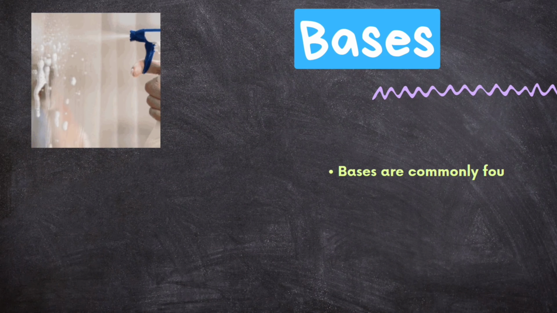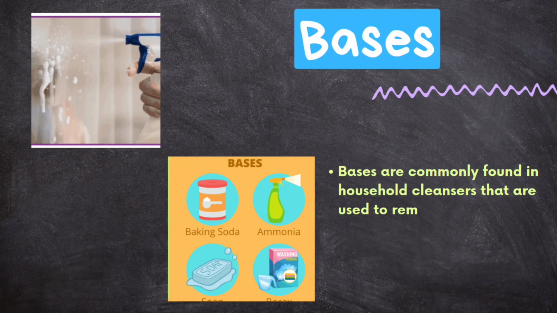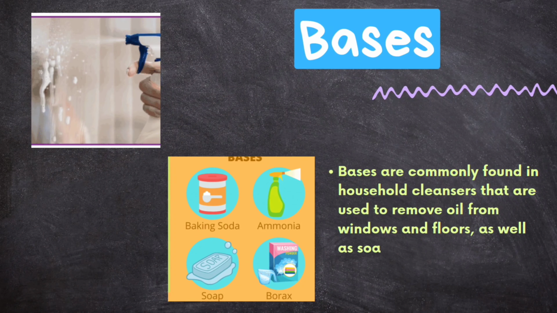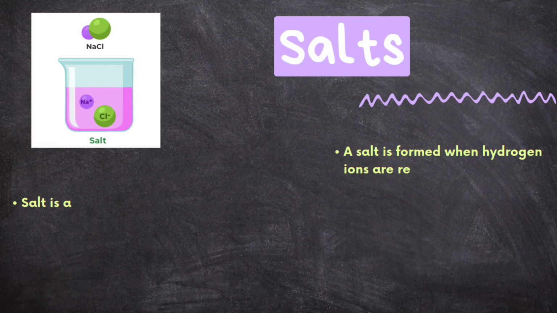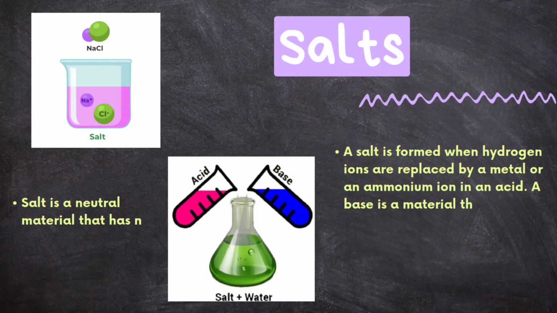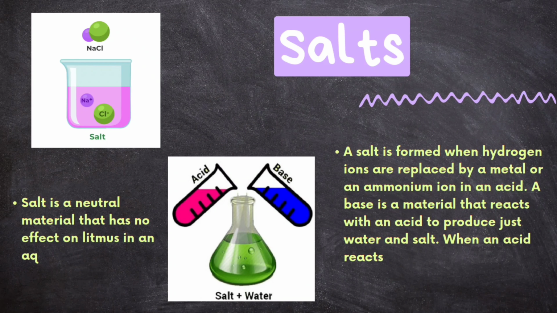Bases are commonly found in household cleansers that are used to remove oil from windows and floors, as well as soaps, toothpaste, egg whites, dishwashing liquids, and household ammonia. Salt is a neutral material that has no effect on litmus in an aqueous solution. A salt is formed when hydrogen ions are replaced by a metal or an ammonium ion in an acid. A base is a material that reacts with an acid to produce just water and salt. When an acid reacts with a base, it produces a salt.